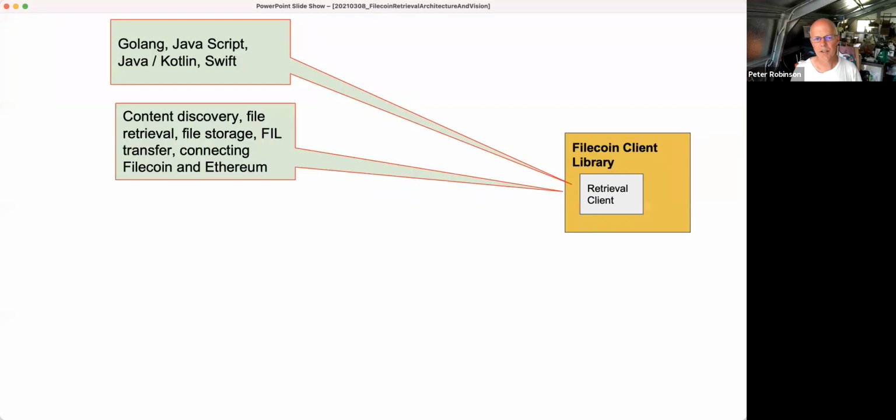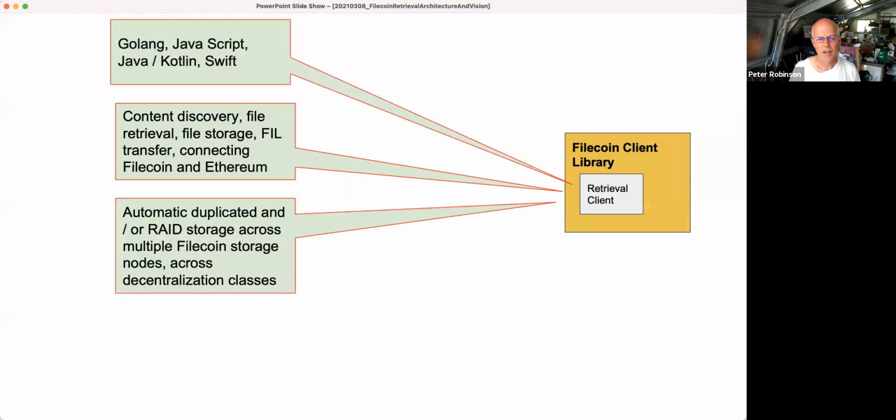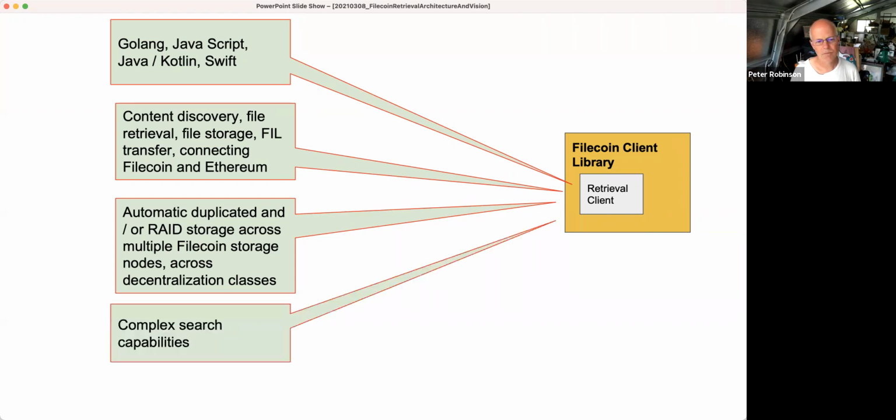And at the moment, we're just looking at content discovery, but there's really no reason why you can't do file retrieval, file storage, file transfer, and be able to connect across Ethereum and Filecoin. And as well, when you're storing files, wouldn't it be good if all of the duplication across different storage miners happened transparently? So you could imagine some sort of RAID storage system where you are using multiple nodes and have redundancy across the nodes.